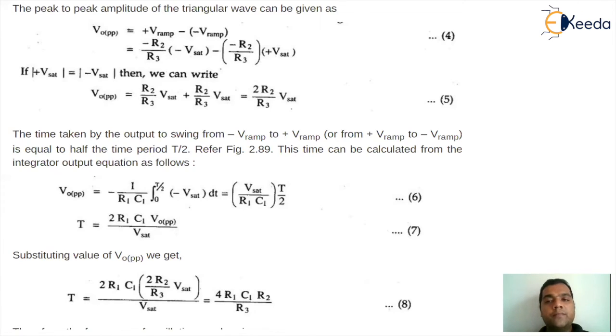So here we are assuming that we are actually integrating the minus Vsat so that the output will reach plus Vramp. So for this, VO peak to peak will come out to be Vsat by R1 C1 into T by 2. So the value of T will come as twice of R1 C1 VO peak to peak by Vsat. On substituting the value of VO peak to peak as twice of R2 by R3 into Vsat, the Vsat gets cancelled, and we get the time period of the output as 4 times R1 R2 C1 by R3. So the frequency of the output will be R3 by 4 times R1 R2 C1. That will be the inverse of the time period.